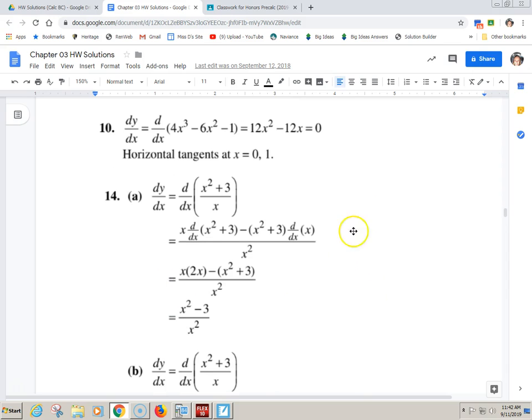All right. 14a, final answer is x squared minus 3 over x squared. Or, how could this be rewritten? Come on, we should know multiple ways. 1 minus 3 over x squared. Which would be easier to take the second derivative of?